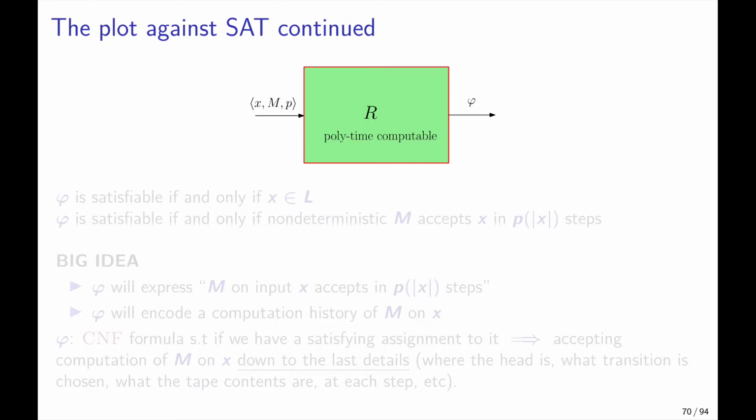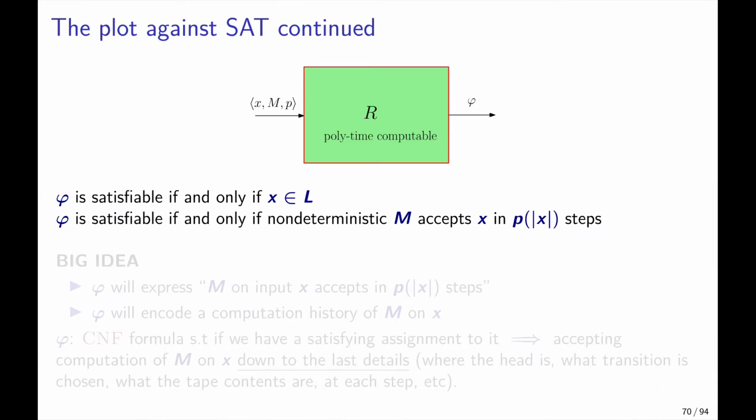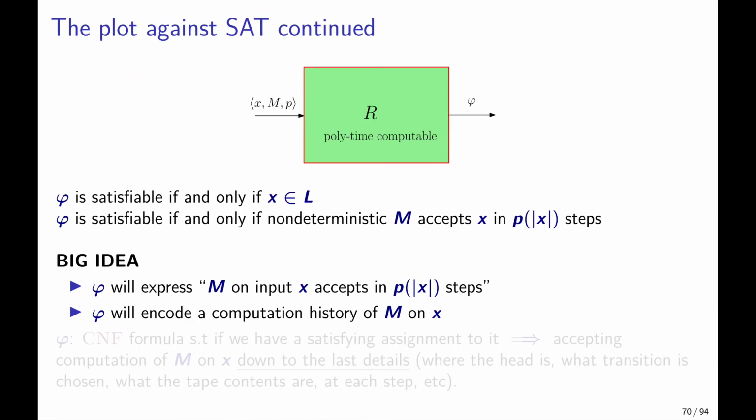So the input is M, x, m, and p, and we need polynomial time to generate a formula that needs to be a CNF formula, and this is satisfiable if and only if M accepts x in polynomial time. The basic idea is that this formula is going to essentially write down the execution of M, right? And if the formula is satisfiable, the formula essentially would fill in all the details of the execution.